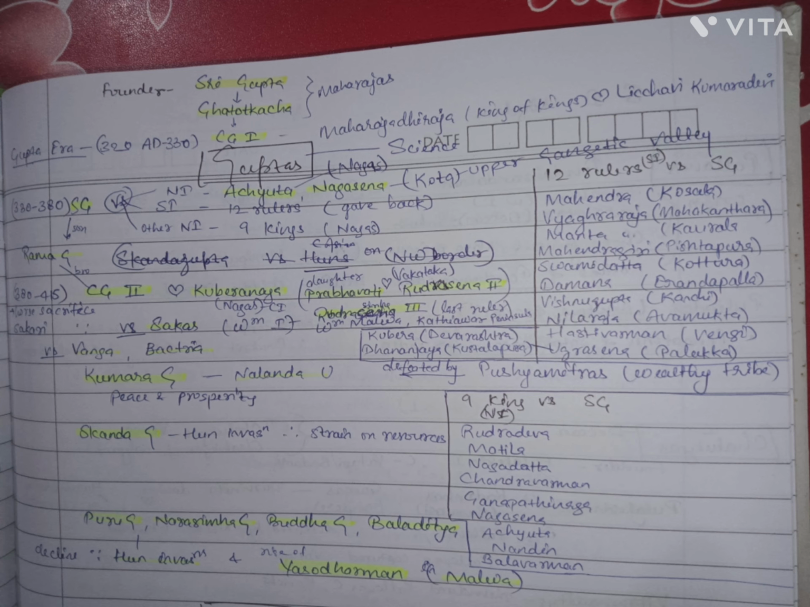The coins issued by Gupta kings contain legends and figures. These coins provide interesting details about the titles and sacrifices performed by the Gupta monarchs. Chandragupta I, 320 to 330 AD.